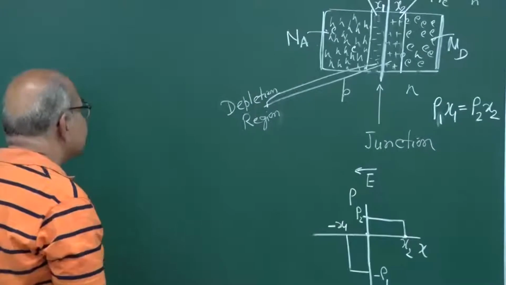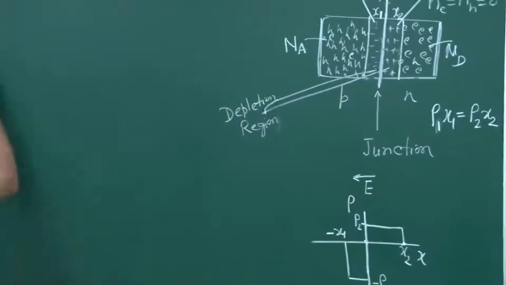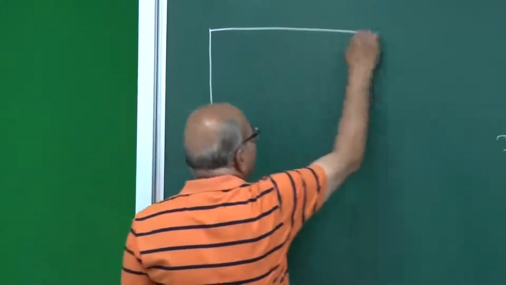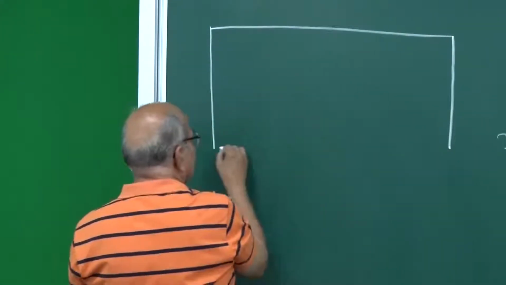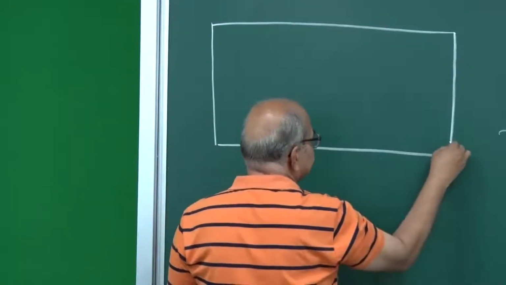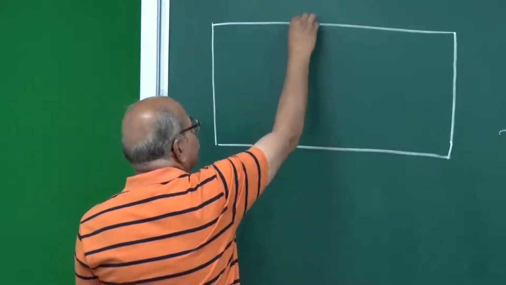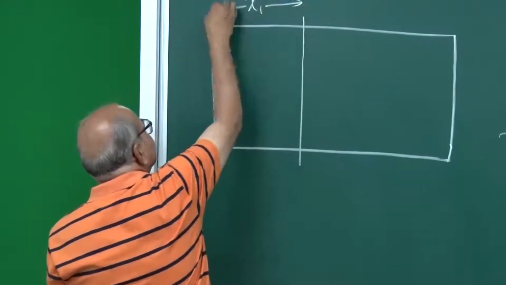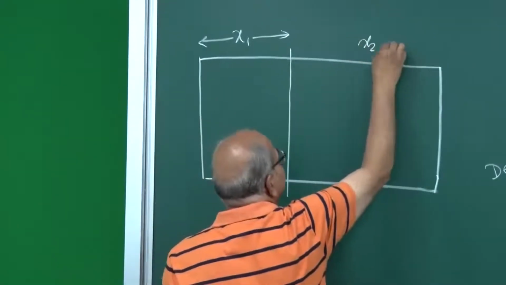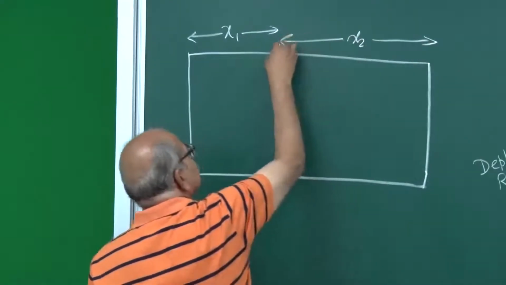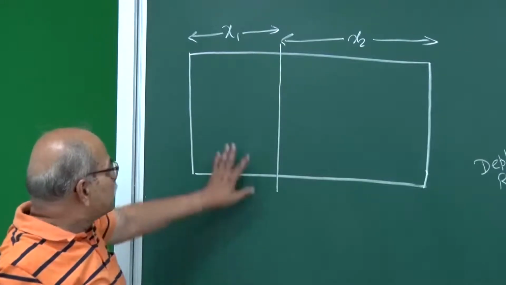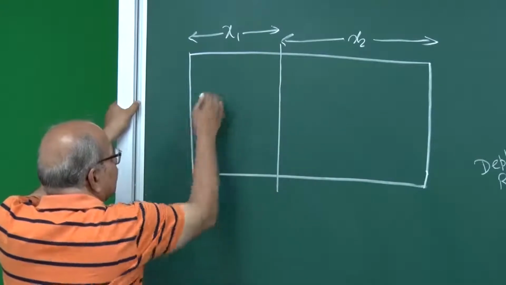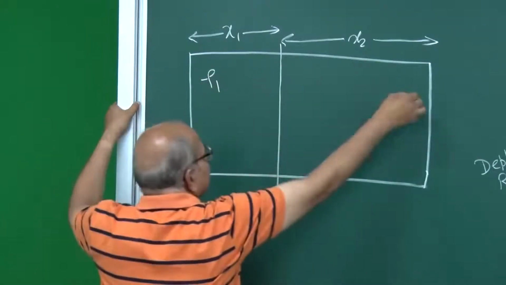So let me draw another diagram, and I am only now showing you the depletion region. So this is x1 and this is x2, and this is the junction. So up to here you have that negative charge, minus rho 1. In this whole region you have minus rho 1, and in this whole region you have plus rho 2.